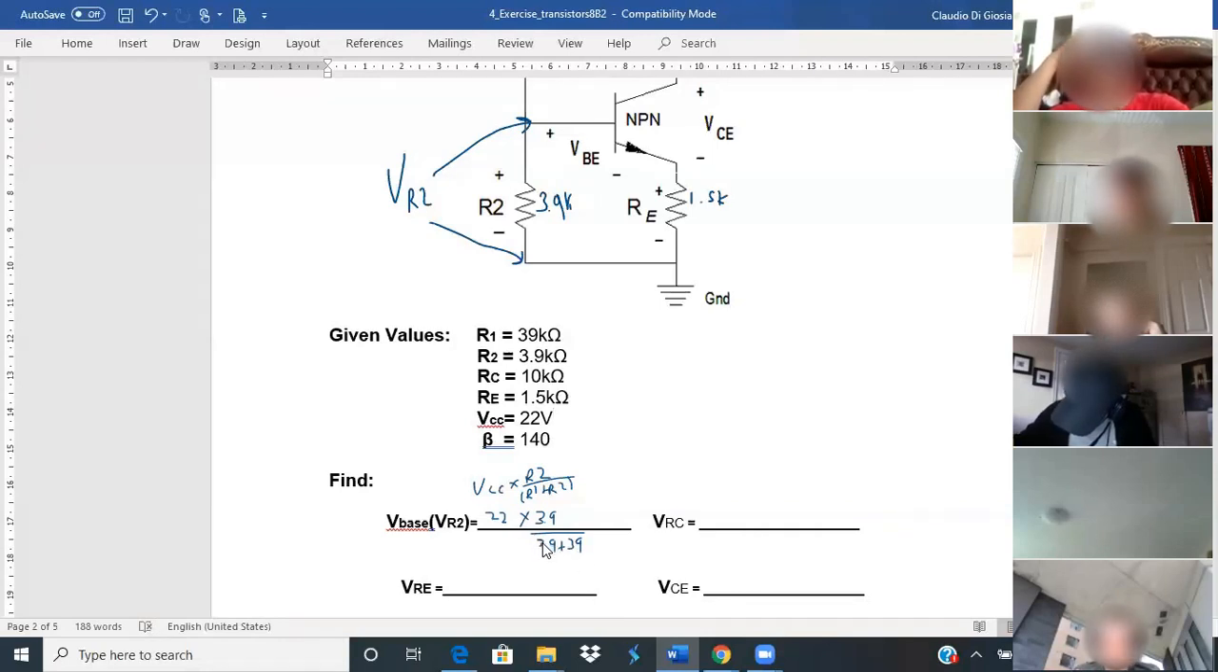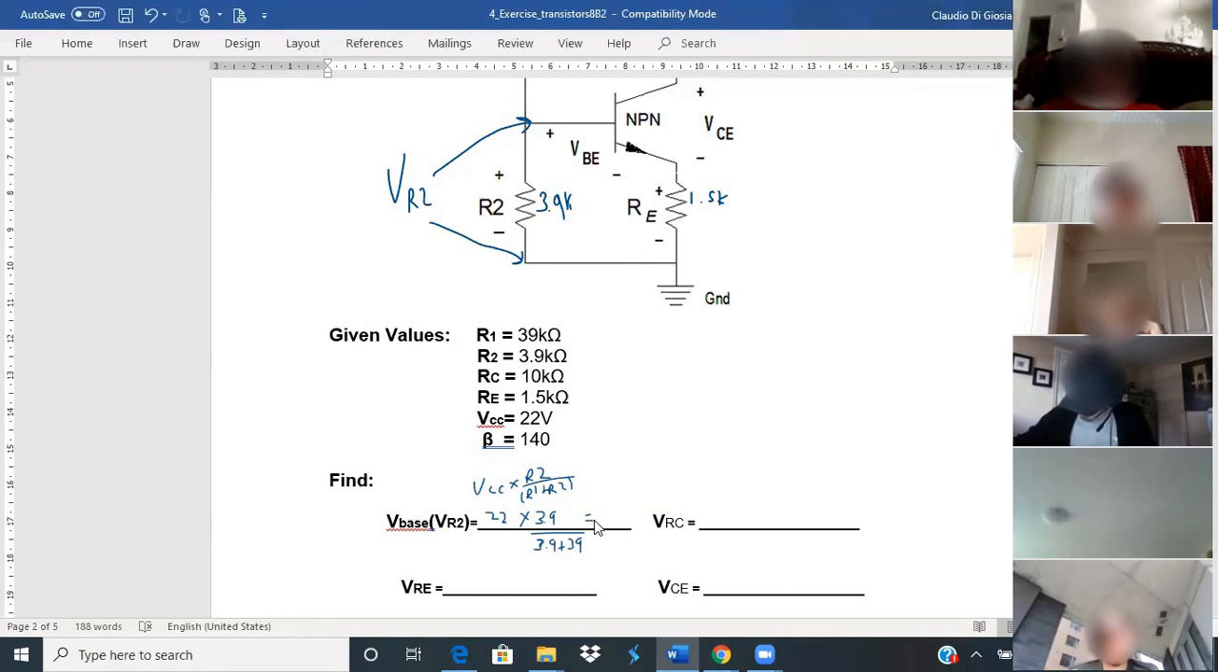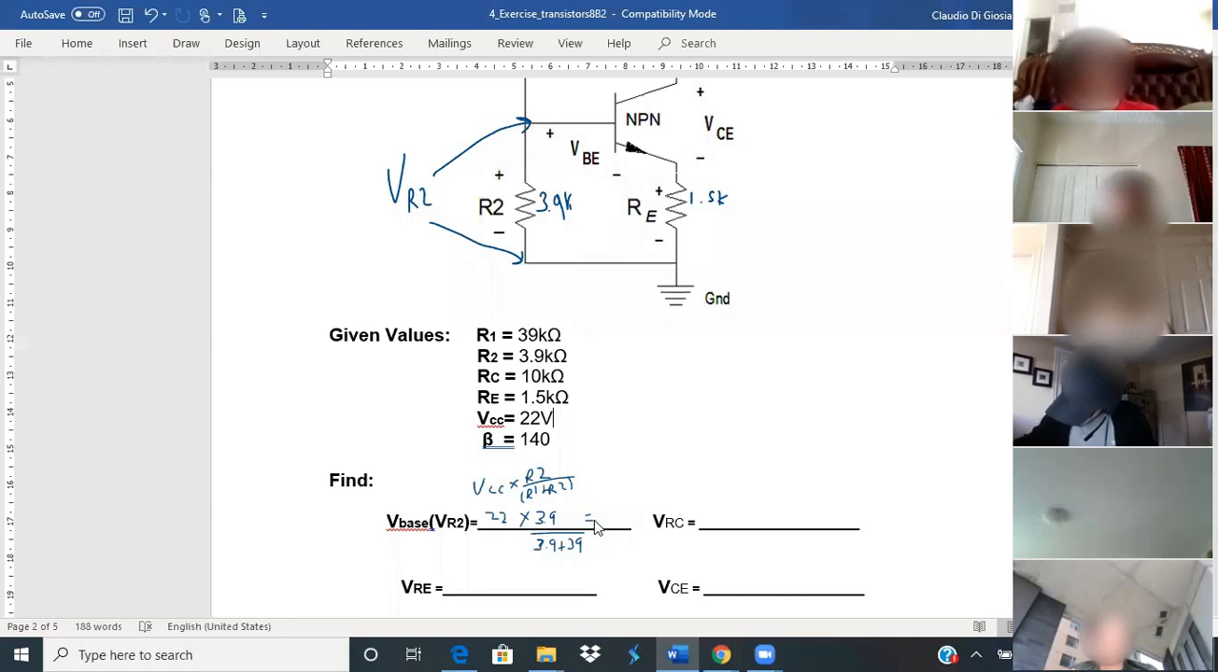Notice I didn't put the K's. You don't need to really. Since they're all in K's, I've just put the actual numbers in and it'll still be okay. Just make sure that if there are different values like megs and K's mixed up, then it's not going to work. So if we do the math, we have 3.9, and we're going to divide by open brackets 3.9 plus 39 close brackets and multiply by 22. So we've got 2 volts.